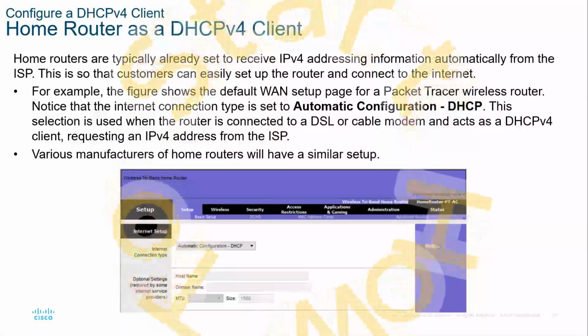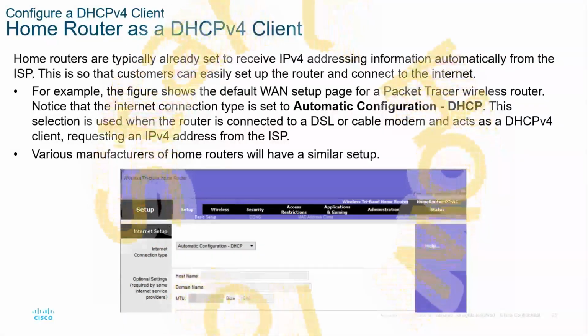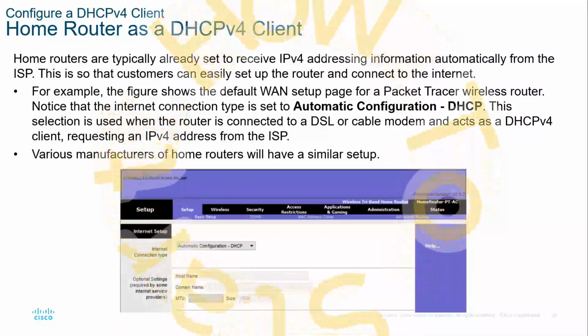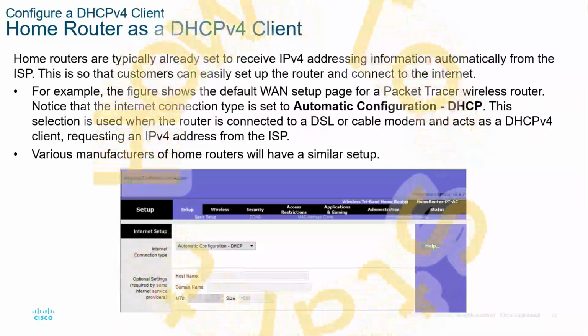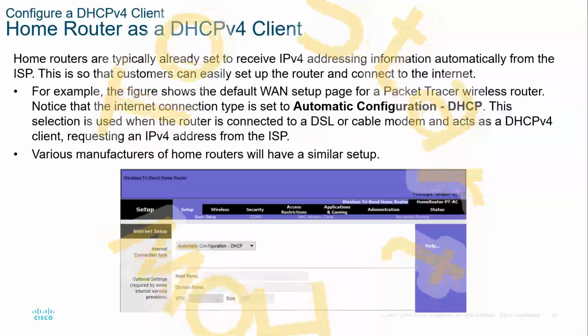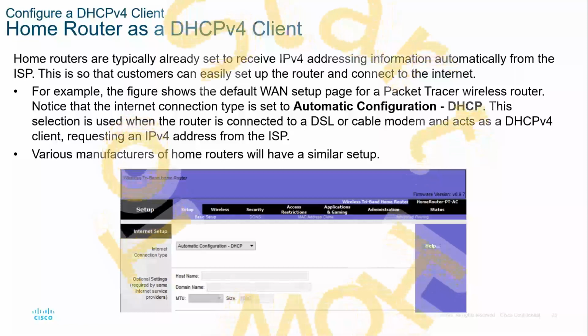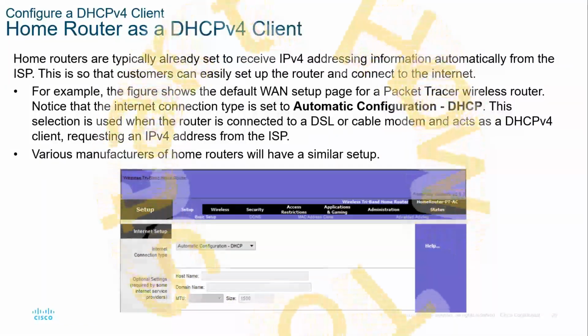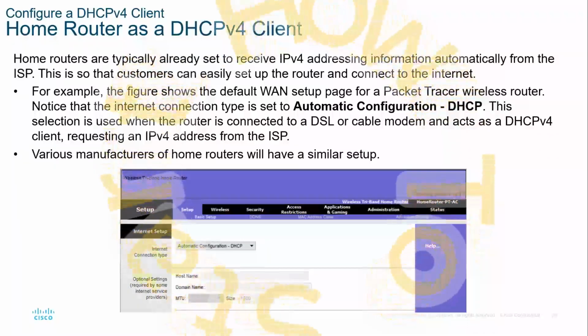If we want our home router to act as a DHCP client, all you do is the WAN side, you would set to DHCP. And by default, most home routers have the WAN side already set up as DHCP. So this kind of is moot because this is already typically configured.